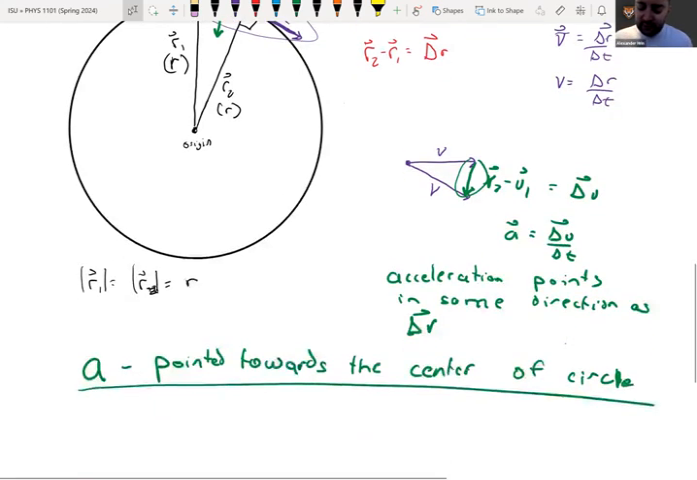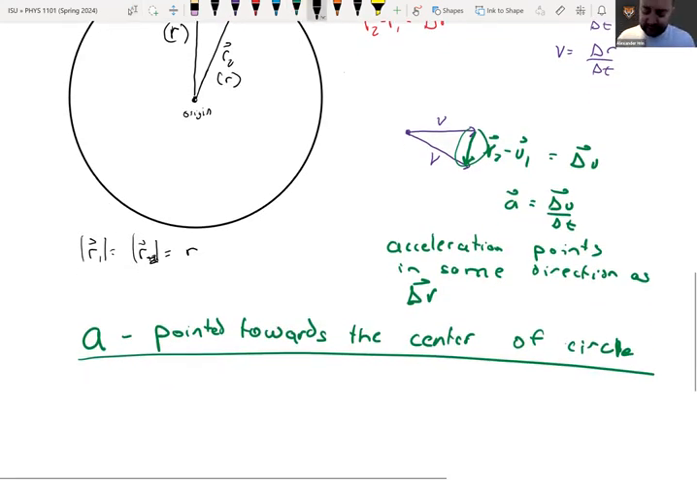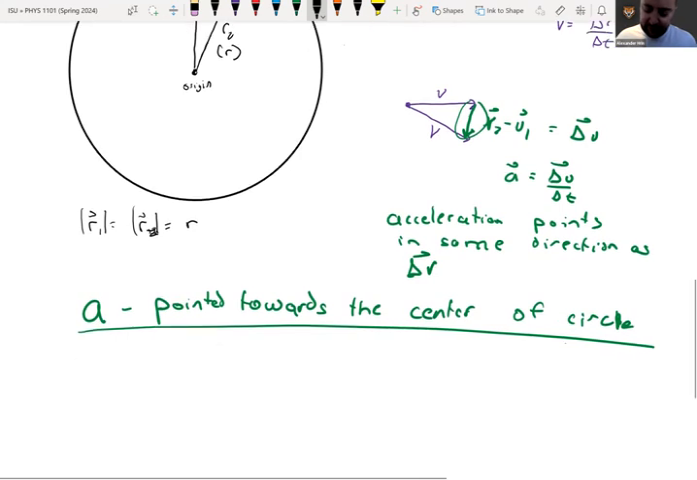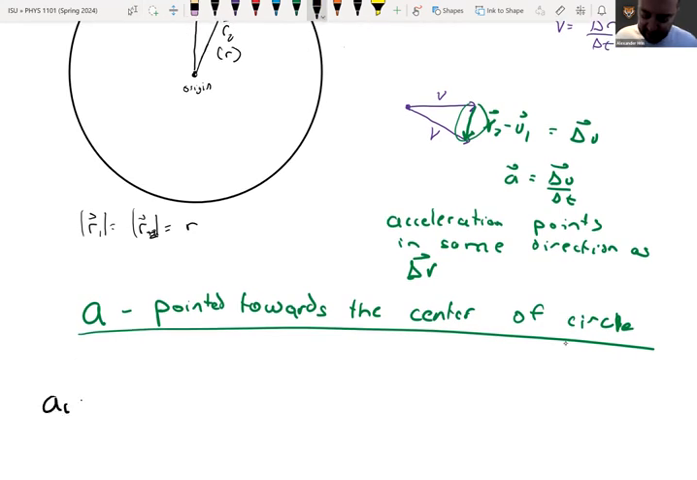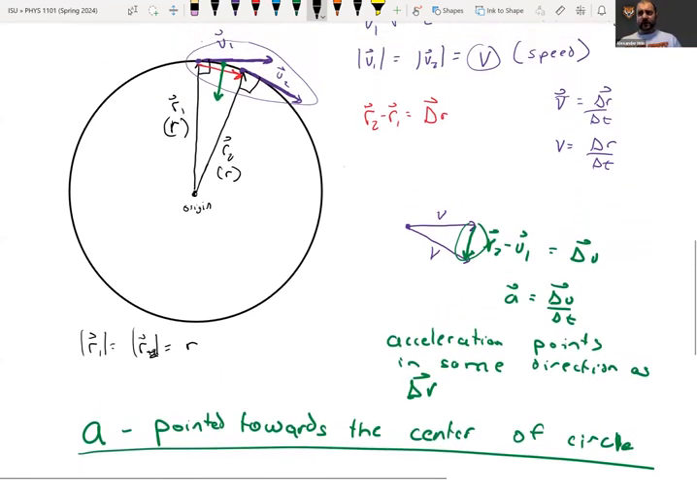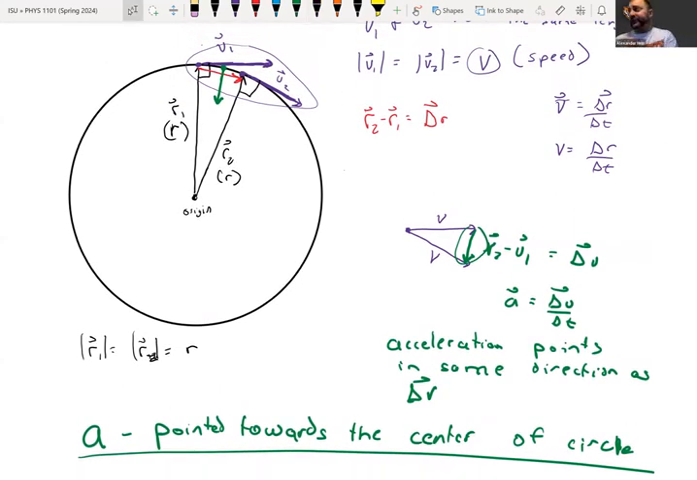Okay, and I might as well define that term. A sub C stands for centripetal acceleration. And the reason it's called centripetal acceleration is it means it's directed towards the center. We'll get into this idea of centrifugal. Centrifugal is generally applied to force, not so much to acceleration, but we'll get into that in the next lecture. So today we're mostly going to focus just on centripetal acceleration.